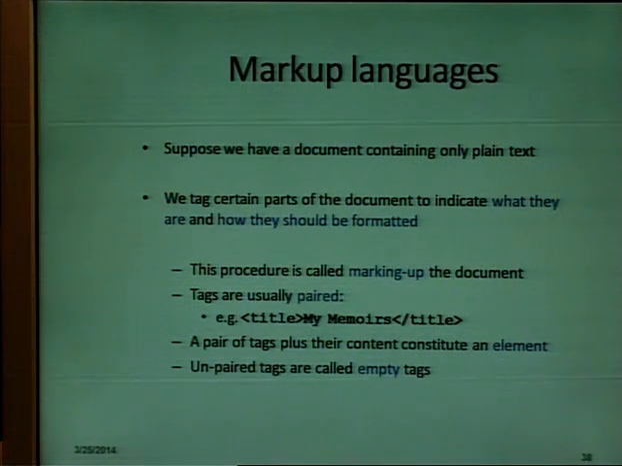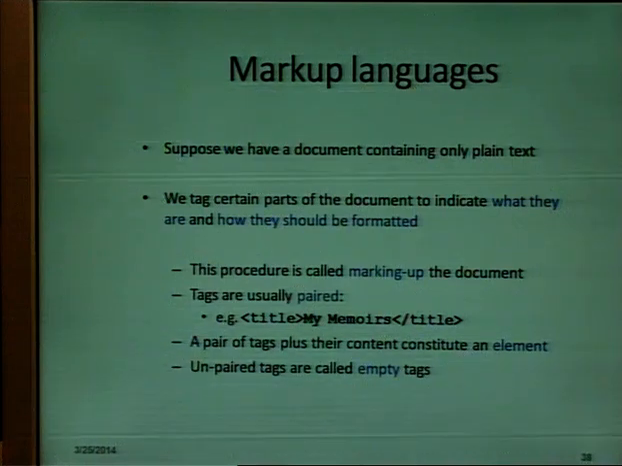The tags are usually paired. For example, I have written here title tag, and within that I have written my memories. Then the title tag is closed. The backslash on the second title shows that the title tag has been closed by the user. A pair of tags plus their content constitutes an element. Unpaired tags are called empty tags. Whenever you work in HTML, tags work in a paired manner. You will open a tag, then you will close that tag also. But there are certain tags which are called empty tags because they are not in pairs.